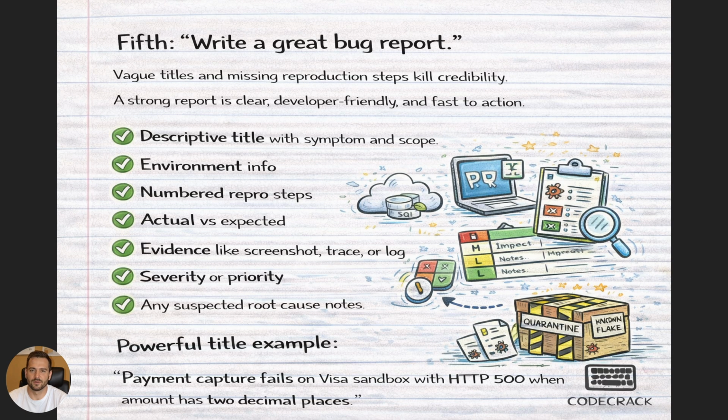Fifth, write a great bug report. Vague titles and missing reproduction steps kill credibility. A strong report is clear, developer-friendly, and fast to action. Follow this: descriptive title with symptom and scope, environment info, numbered repro steps, actual versus expected, evidence like screenshot, trace, or log, severity or priority, and any suspected root cause notes. Powerful title example: payment capture fails on Visa Sandbox with HTTP 500 when amount has 2 decimal places.